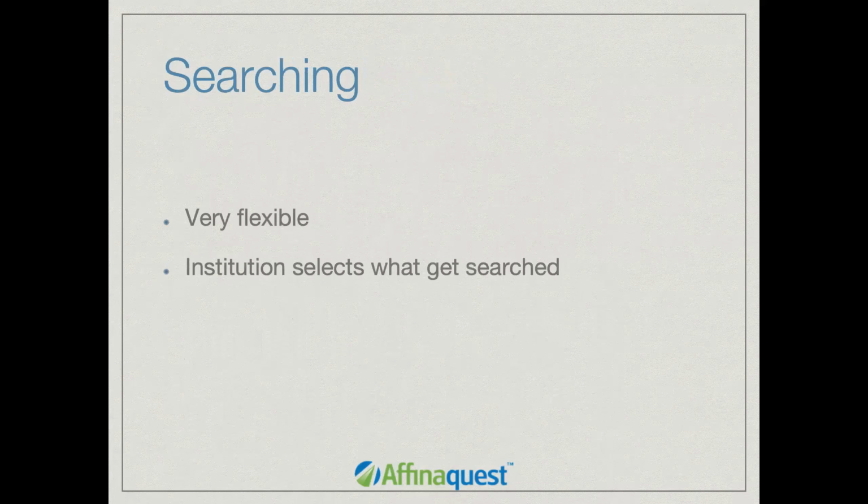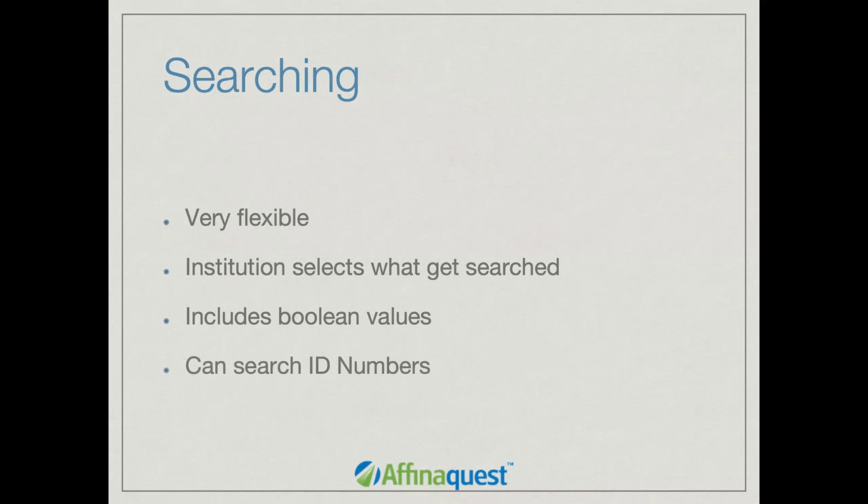Searching, I won't spend a lot of time on this. This is pretty flexible. You get to decide what gets searched. You can do Boolean searches. I don't know if you're aware of that. You could do something like Graves or Richmond, and it would find anywhere that Graves appears in a name or a street or a proposal, or the word Richmond appears anywhere. You can search on ID numbers. We've had that question a number of times, but if you have a field for your old ID number, you can indicate that that field should be searchable, and you can go ahead and find people by their ID number just like you used to, if you really want to do that.